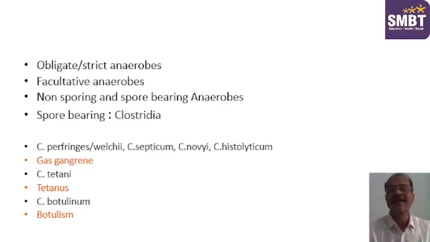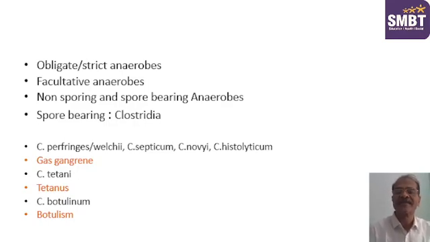Among anaerobic organisms, we have a wide spectrum, in which we can have obligate or strict anaerobes, which cannot withstand even a small amount of oxygen, and we have some facultative anaerobes, which can withstand and grow in the presence of a small amount of oxygen. Then we have another two groups, spore forming anaerobes and non-spore forming anaerobes.